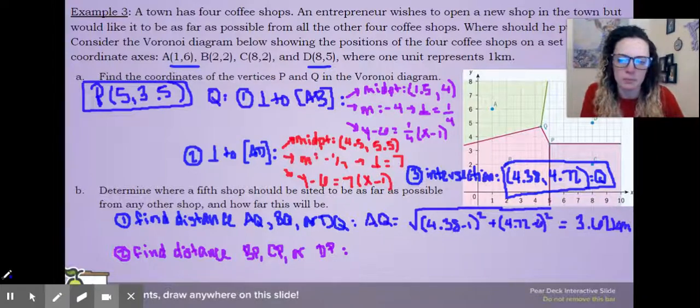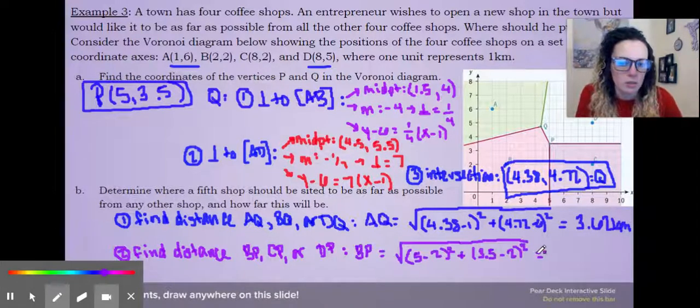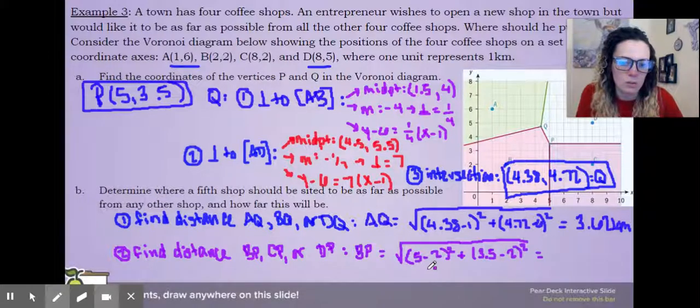And we can do the same thing for, again, either B to P, C to P, or D to P. I chose to do B to P, so I used the point P with the point B, and when I use the distance formula, I get 3.35 kilometers.